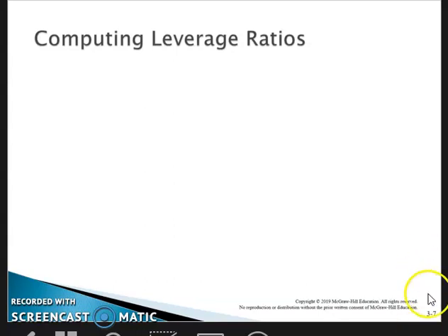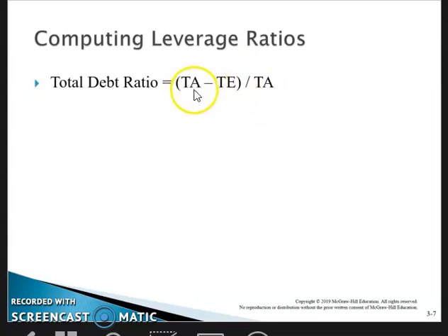Okay, leverage ratios. First is what the book calls the total debt ratio. I refer to it as the debt ratio. It's total liabilities, or total assets minus total equity.